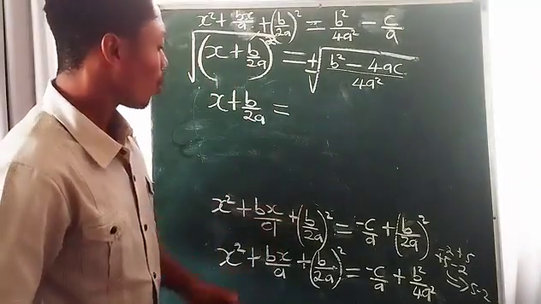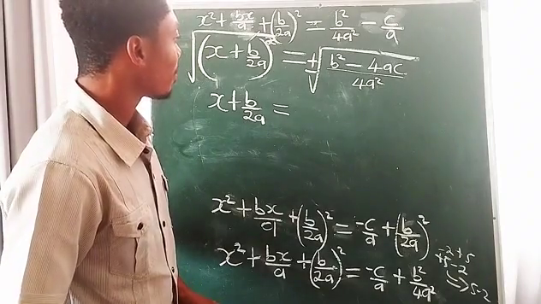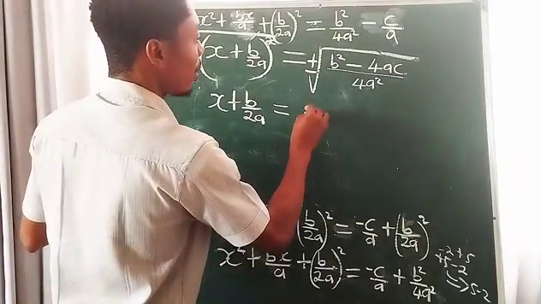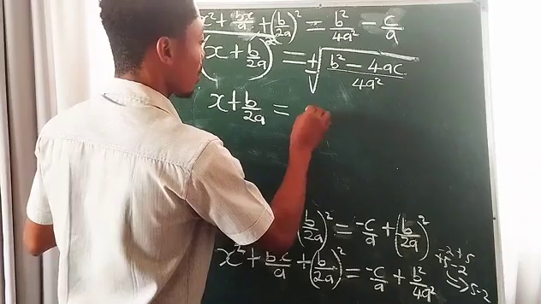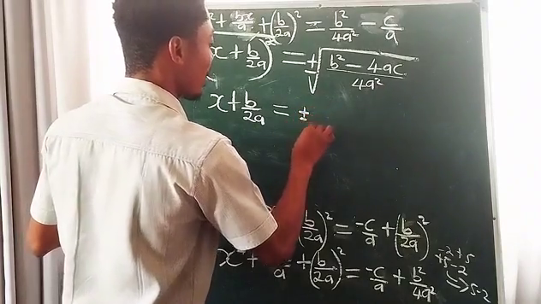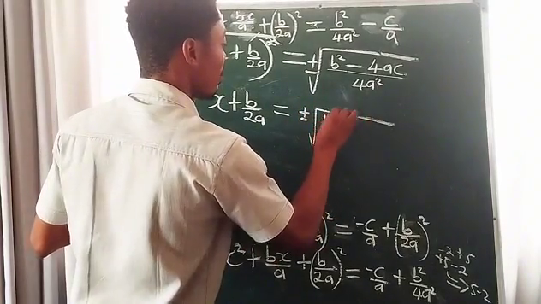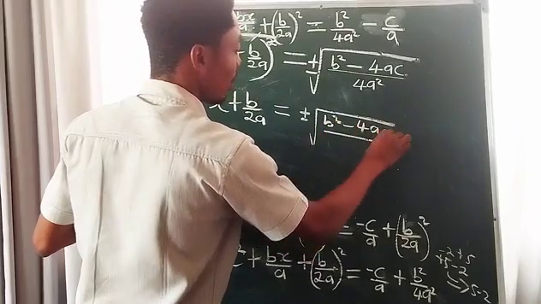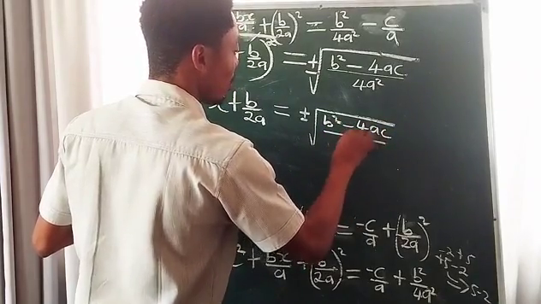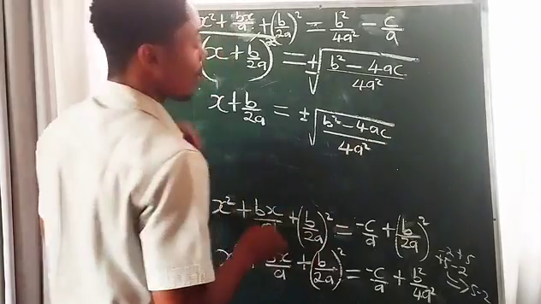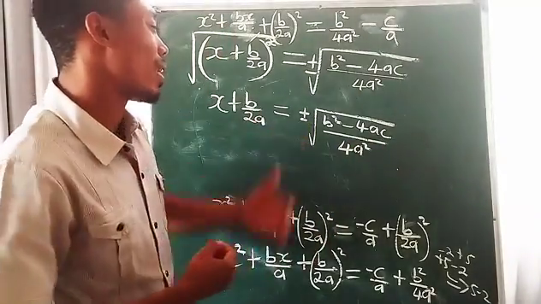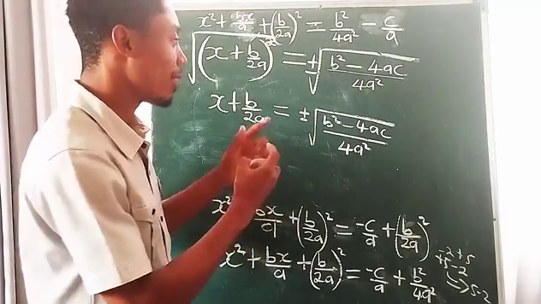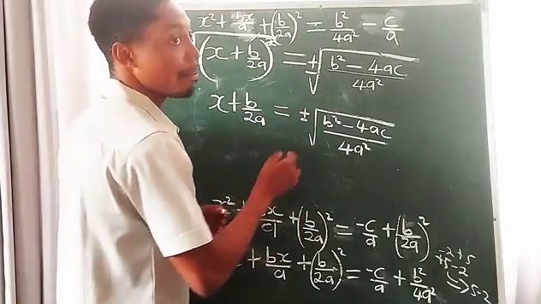All right, so we proceed. This becomes plus or minus the square root of b squared minus 4ac, all over 4a squared. But we could have jumped over this step by introducing something. All right, watch this.